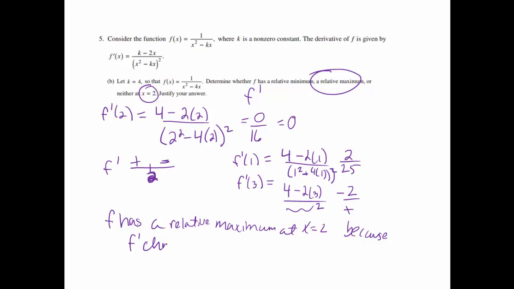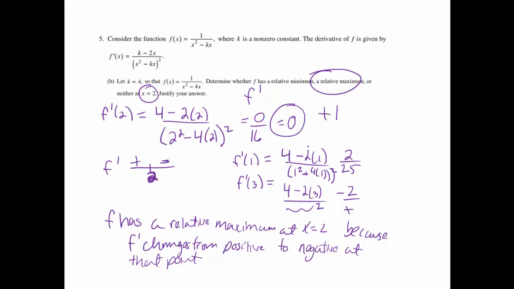f prime changes from positive to negative at that point. All right, and so that was worth 2 points. If you considered f prime of 2, so you found that f prime of 2 is equal to 0, that would be worth a point. And then if you were able to give your answer with justification, then you got your second point for that one.